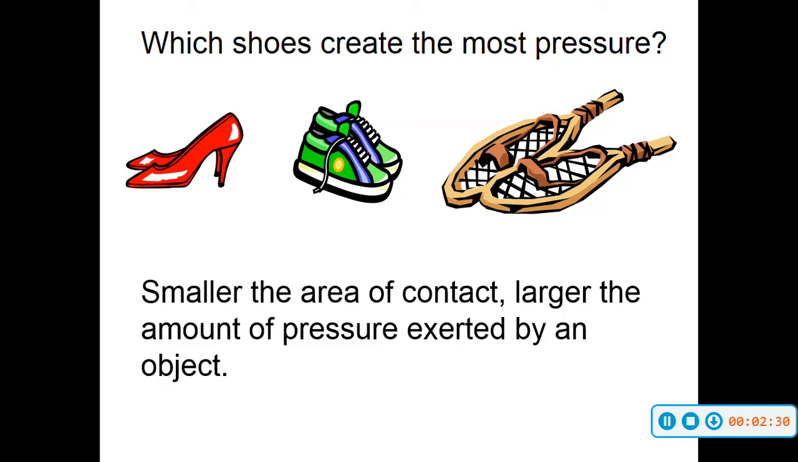And when you look at the snowshoes, the purpose of snowshoes is to disperse your weight over a greater area. That way, when you're walking in 3 feet of snow, you don't go through the snow, and you actually walk on top of the snow. So the snowshoes would create the least amount of pressure.